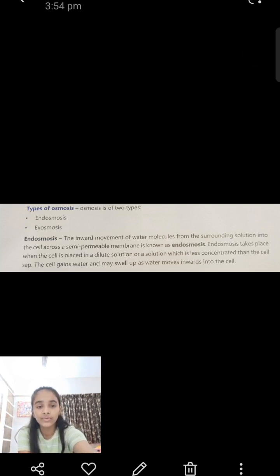Now 65th question is, when does endoosmosis take place? The answer is, endoosmosis takes place when the cell is placed in a dilute solution or a solution which is less concentrated than the cell sap. The cell gains water and may swell up as water moves inwards into the cell.